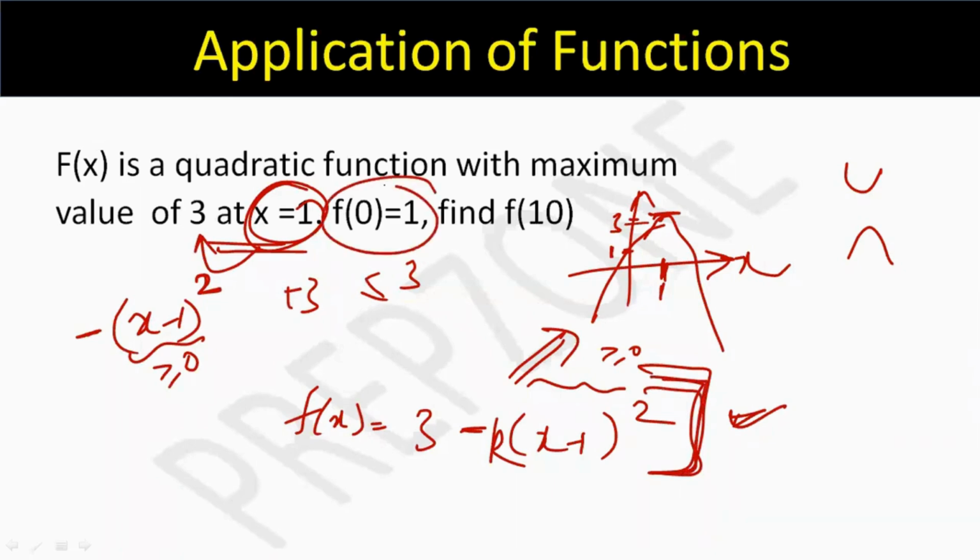And the next information is f of 0 is 1. So 3 minus k times x minus 1 whole square, put 0 in x, this is 1 is equals to 1. इसका मतलब k की value हो गई 2. So this is your function. Now you just have to put the value of x equals to 10 here to solve this. Clearly दिख रहा है कि value of the function will be negative and the answer will be minus 159.